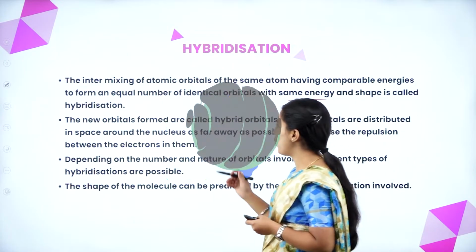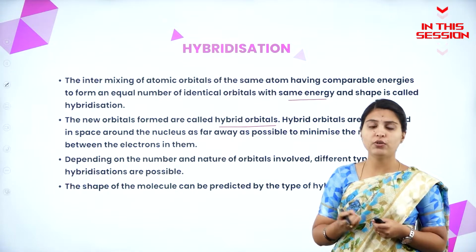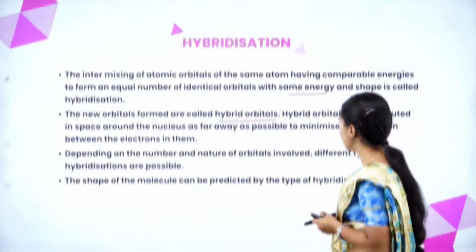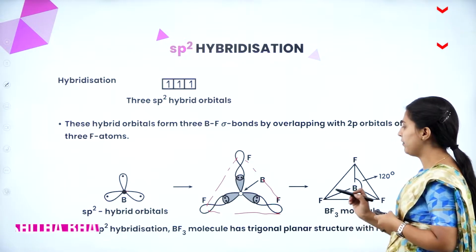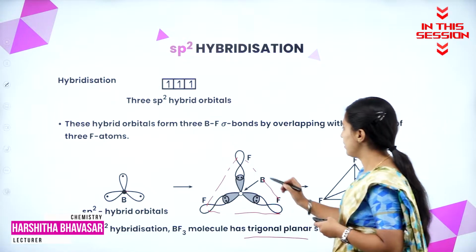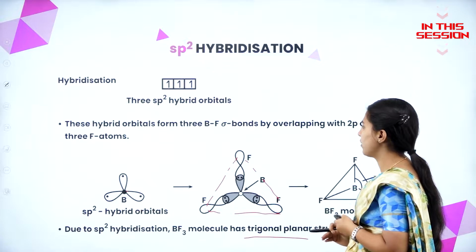The new orbitals formed are called hybrid orbitals. After intermixing of orbitals, the new orbitals will form, which will be called hybrid orbitals. Due to sp2 hybridization, the BF3 molecule has a trigonal planar structure. A triangular, trigonal planar structure will form.